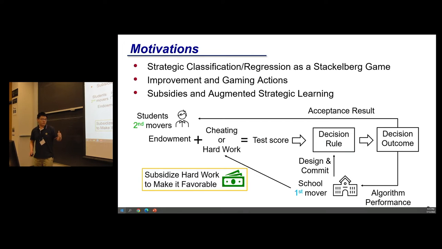In return, the decision outcome will also determine the school's utility function. This is because the schools will always want to admit students that meet their requirement and have a good enough understanding of the materials. And here, we consider the school to be able to subsidize the hard work by giving a discount on tuition fees, so as to incentivize agents to take real effort and work hard to understand the material better.